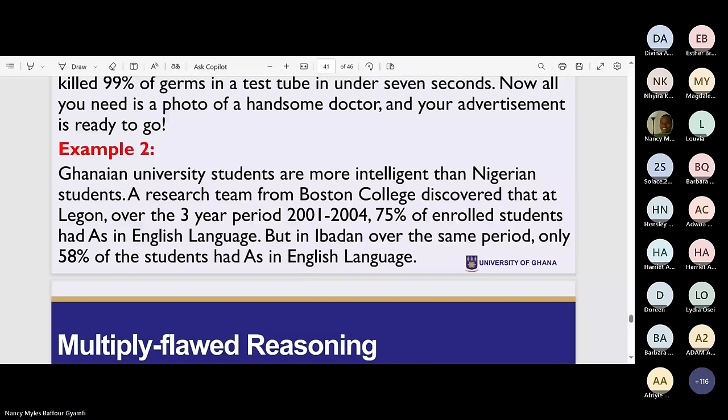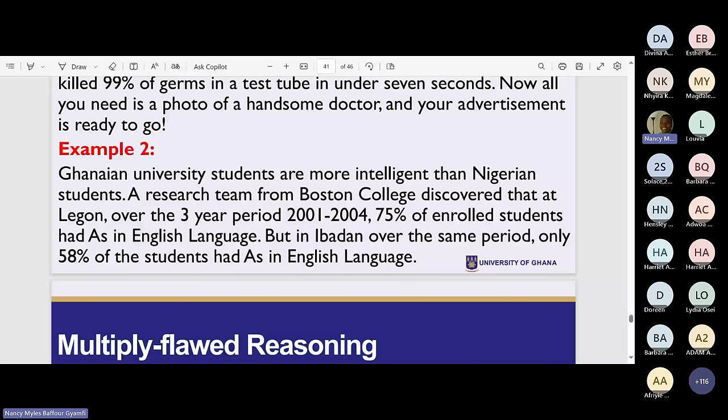It's a problem. So if you look at the premise, the premise looks fine. They did their research, even Boston people came to help. What did they do? They saw that 75% of UG folks did well in what? English. It's English language. Then the Nigerian people did what? 58%. Don't let the 75 and 58 blur your vision. What is the premise going to support?